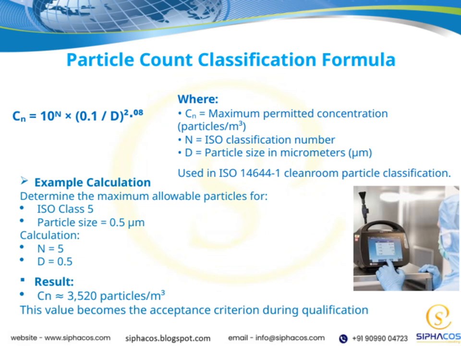Using these, we apply the formula to find Cn, the maximum permitted particle concentration in particles per cubic meter. When we do the math, it comes out to approximately 3,520 particles per cubic meter. This number is very important because it sets the acceptance criterion during the qualification process. Basically, if the particle count in the cleanroom is below this level, it passes the test for that ISO classification.